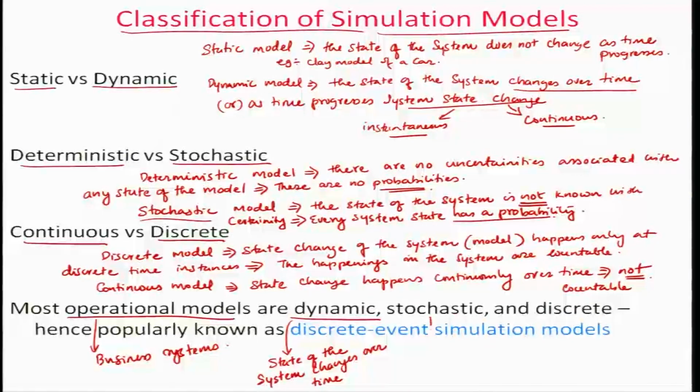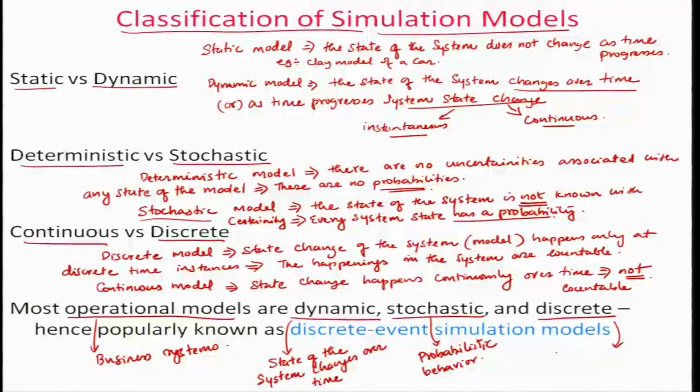Then this is also stochastic, which means probabilistic. There is a probability component, probabilistic behavior. So, the system occurrences, different aspects of the system or different states of the system are not known for certainty, but the occurrences are associated with a particular probability.